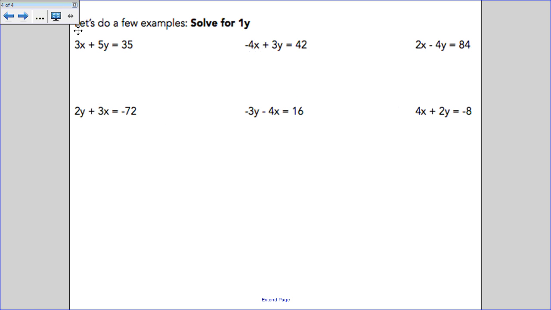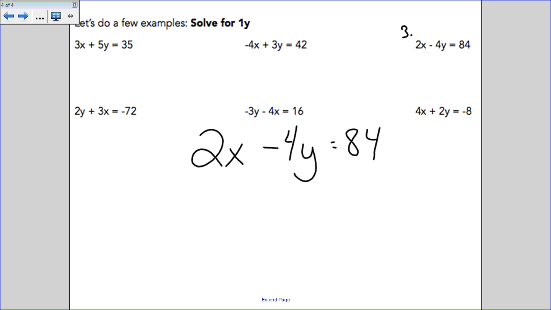We're going to try this very last one, this third one over here. I'll write it big in the middle so you can see it. 2x minus 4y equals 84. Okay? What is our first step to solve in terms of 1y? Good, we have a positive 2x here, so we need to subtract it from both sides of our equal sign. Okay, what does our new equation look like?